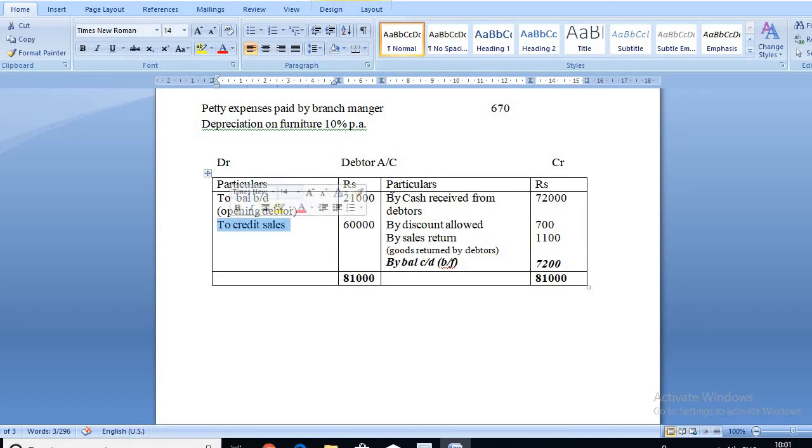And in the credit side, cash received from debtors, discount allowed, sales return, and bad debts if any. In this problem, bad debts is not given. Record cash received from debtors, discount allowed, and sales return. These items will reduce the value of debtors. That's why these items should be credited. Now make the balance. You will get the closing debtors as 7,200. 7,200 is the balancing figure that will be considered as closing debtors.